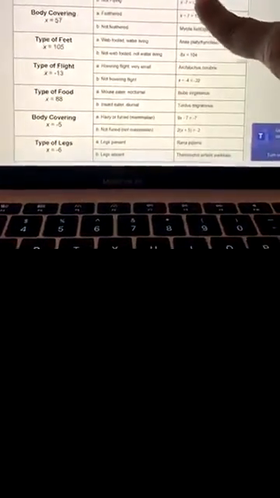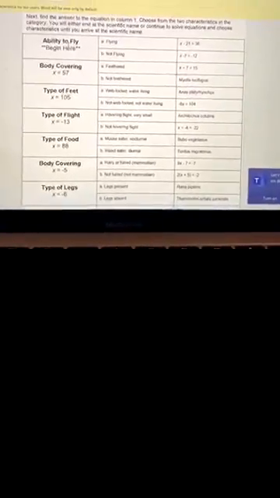Yes. Okay, so it has the ability to fly. So we would go with A, flying, right? So then we solve this problem here. So x minus 21 equals 36. What would x be?